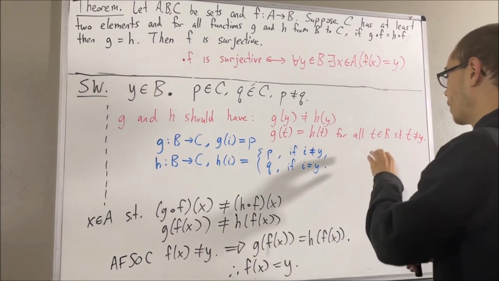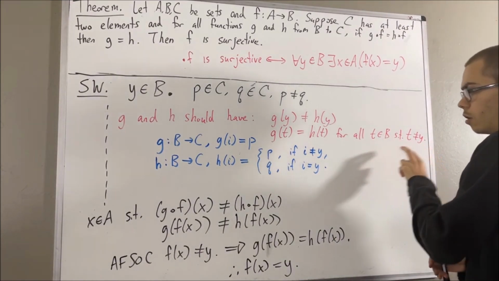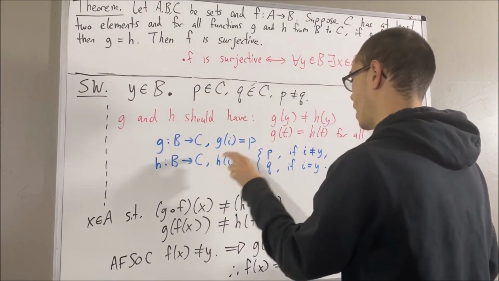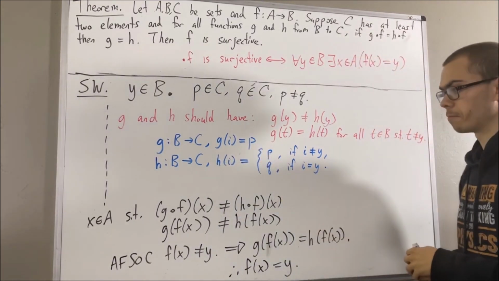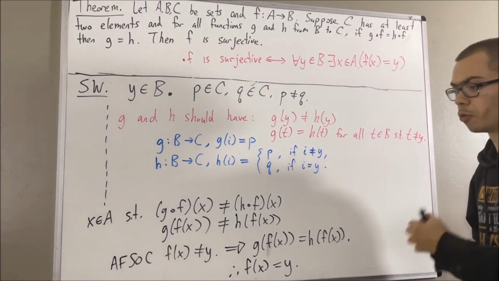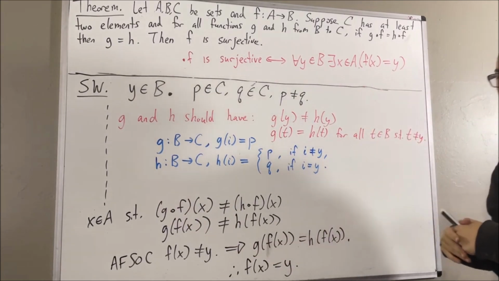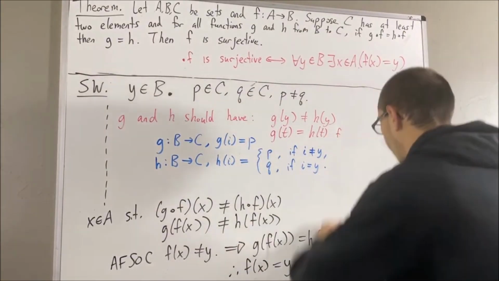But if we give ourselves any element T in B such that T is not equal to Y, G of T is equal to P, and H of T is equal to P. So G and H satisfy both these conditions. So we should expect this argument to follow. This completes our scratch work. Now let's get into the proof.